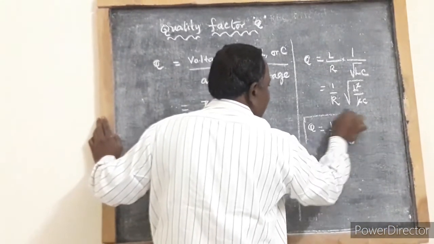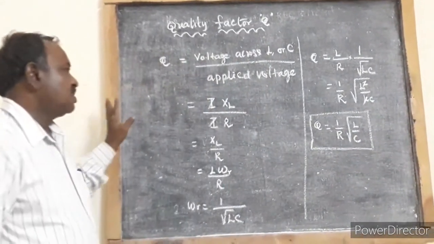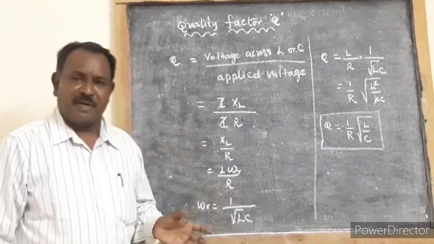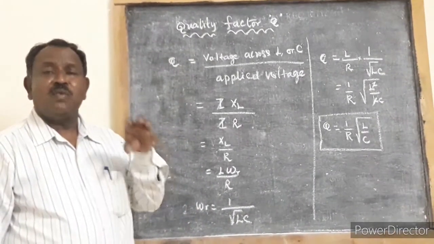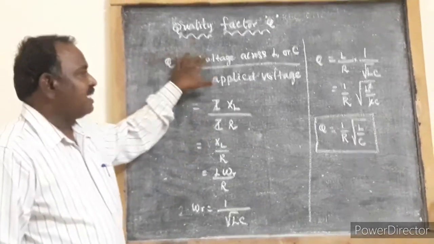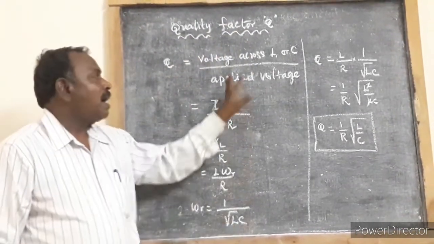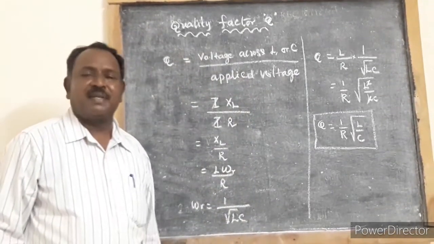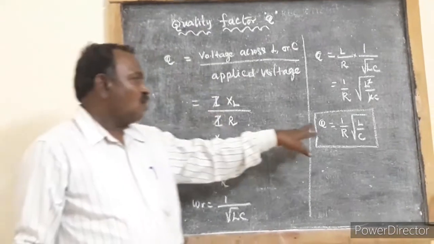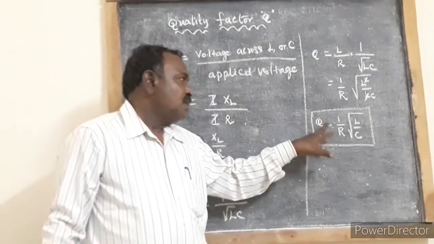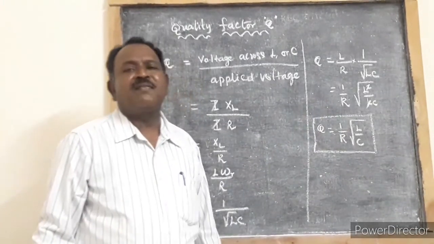So this gives the expression for the quality factor. Quality factor tells about the magnification of the voltage across the inductor or capacitor compared to the applied voltage, and the quality factor is given by Q equal to 1 by R into root of L by C.